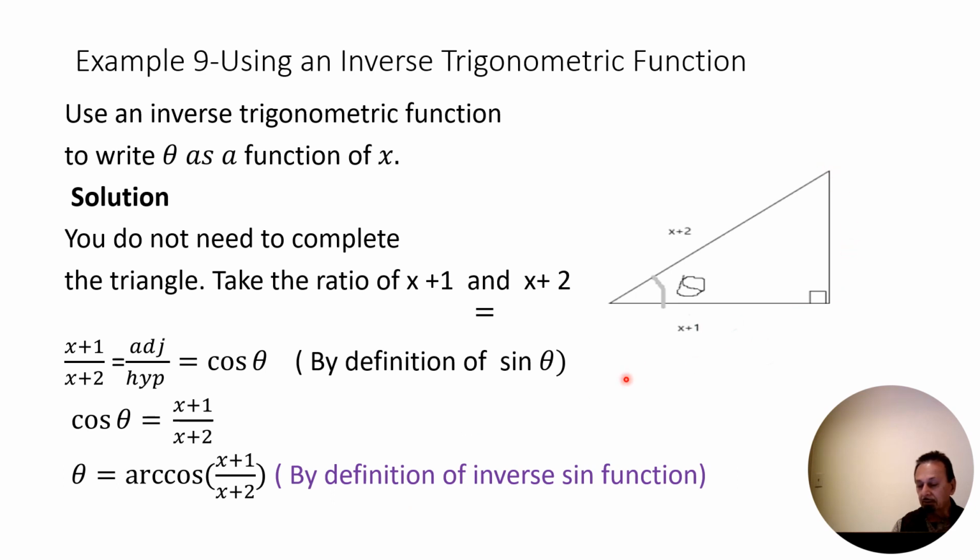Now this triangle has adjacent side x plus 1 and hypotenuse x plus 2. Again, we don't need to find the other side. You just take the ratio of these two, x plus 1 over x plus 2. Since x plus 1 is adjacent and x plus 2 is hypotenuse, adjacent over hypotenuse is cosine theta. So cosine theta equals x plus 1 over x plus 2. Now take the cosine to the other side and leave theta, so theta equals arc cosine of x plus 1 over x plus 2. That's all you have to do to write theta as a function of x.